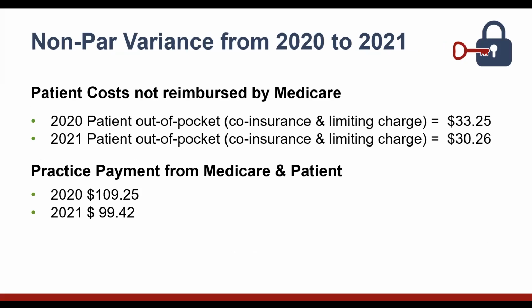If we were non-participating in 2020, they would have a $33.25 bill, in addition to having to pay you for Medicare's portion out of pocket until they get reimbursed. And with the reduction, the out of pocket is reduced to $30.26 because all of the other numbers go down. The practice payment from Medicare and the patient would be $109.25 for this year, and next year, $99.42.